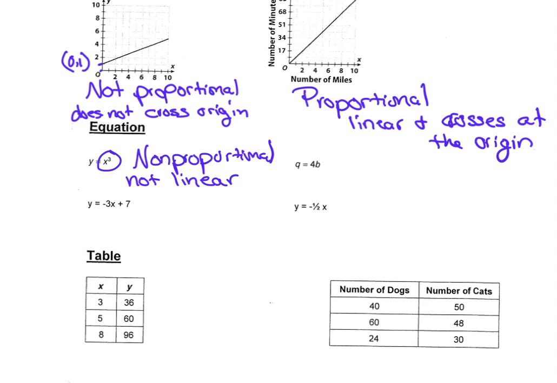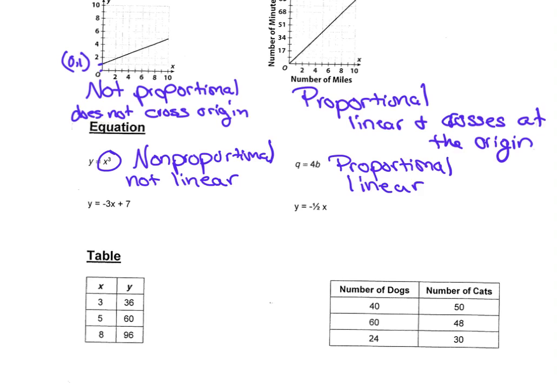Okay, our next equation, we have q equals 4b. It's not the same variables, but is it in the same form? Yeah. So it's going to be what? It's proportional. Is it going to make a line? Yeah, so it's also going to be linear. Next one's non-proportional. Because that's mx plus b. Yep, so that's going to be non-proportional.